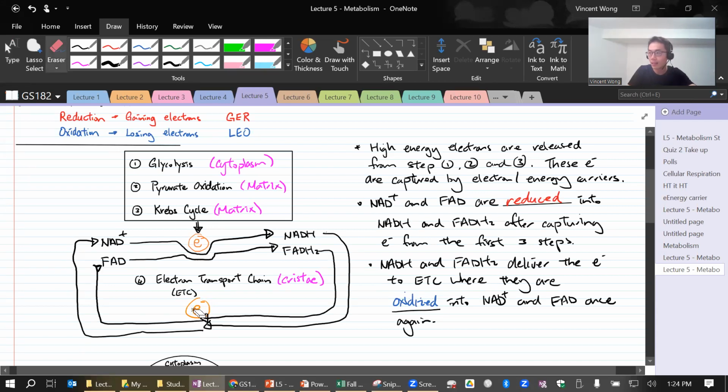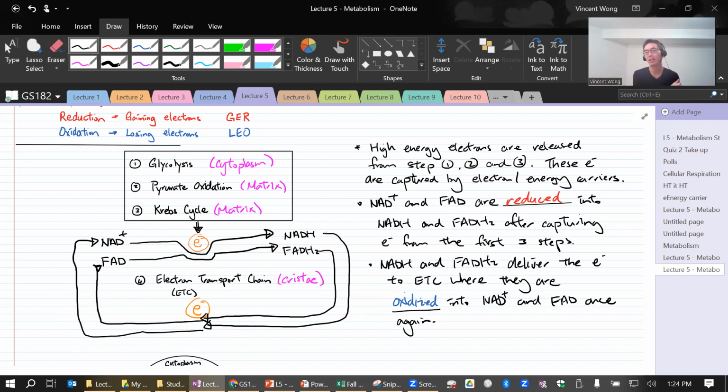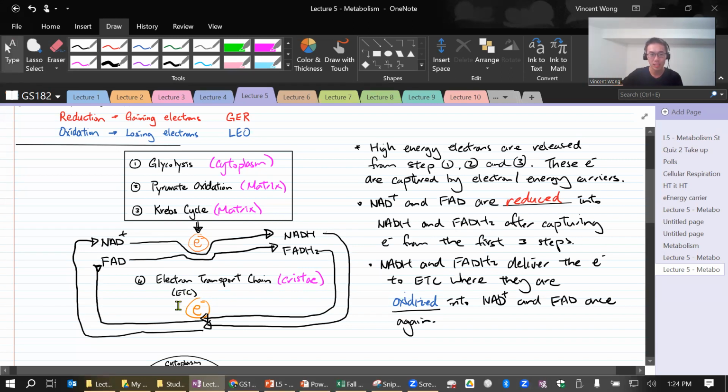Think of them as school buses. You've got the big school bus and the smaller one, and you pick up kids from different bus stops and drive them to the school. The school is the final destination. The kids get off, and then you go back and pick up more kids, and you keep on doing this. So the ETC, the electron transport chain, is the final destination for the electrons. They will get off at the ETC, and there we will use these electrons to make ATP.